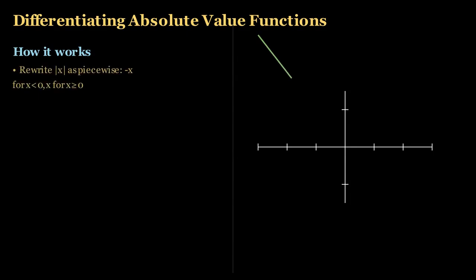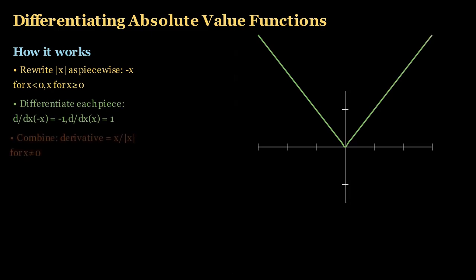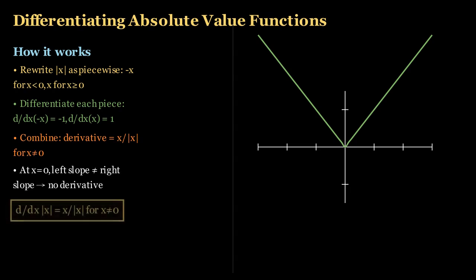We can write this compactly as x divided by the absolute value of x, for any x not equal to 0. Check it: if x is -2, x over its absolute value is -2/2, which is -1. If x is +3, it is 3/3, which is 1. At x equals 0, the left-hand slope is -1 and the right-hand slope is +1. Since these do not match, the function is not differentiable at 0.